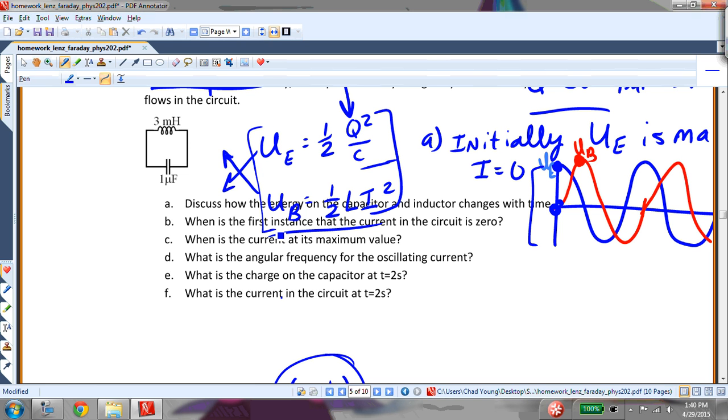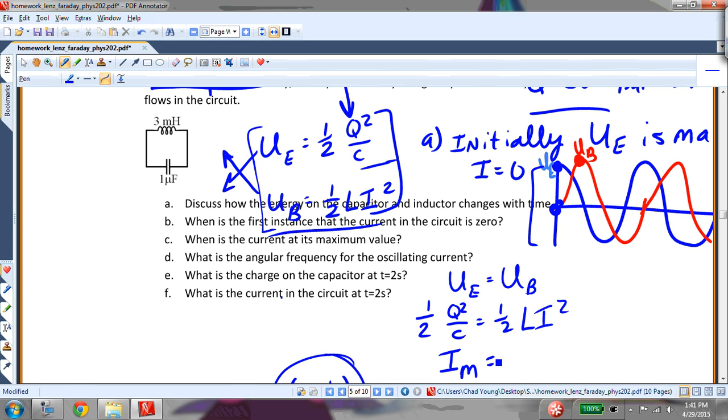If I want to find my maximum current, I say that UE is equal to UB. I know that those two are equal. It's like saying the kinetic and the potential energies of a spring are equal. At their maximum, they're equal because they're conserved. And these are our field forces, just like in that case. So I have conservative forces that act, so this energy is never actually lost. So I have this electric field energy is equal to the magnetic field energy. And I just say 1/2 Q squared over C equals 1/2 Li squared. And then I solve for I. And this is going to be I max.